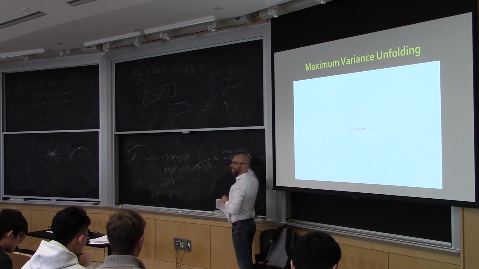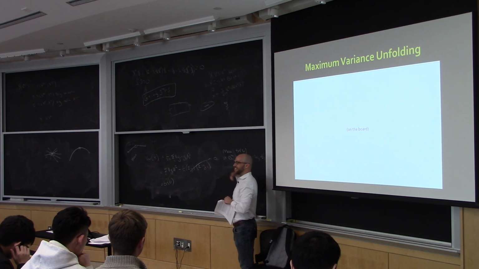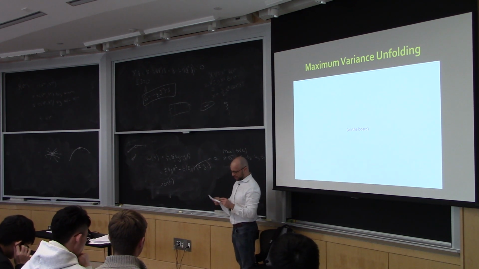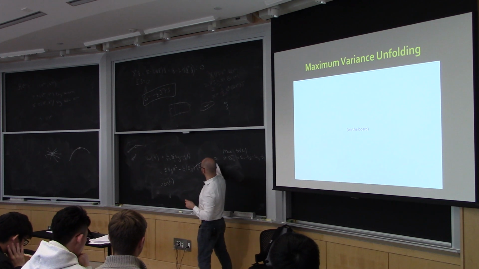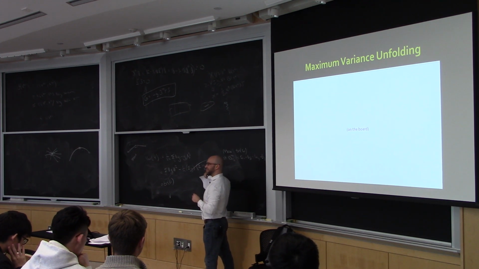A nice thing happened. These are all linear relationships. Yeah, these are linear constraints. These are nice constraints on G. Remember we forgot a constraint, which is that the sum of the y's equals zero.